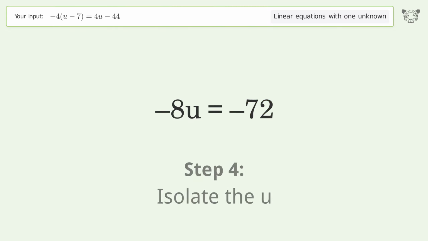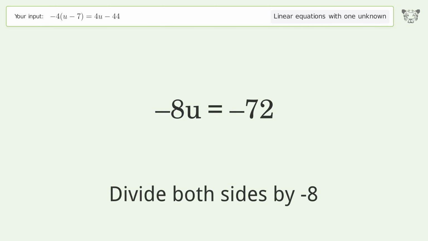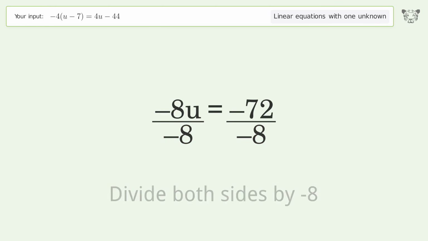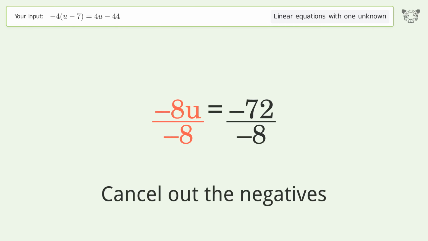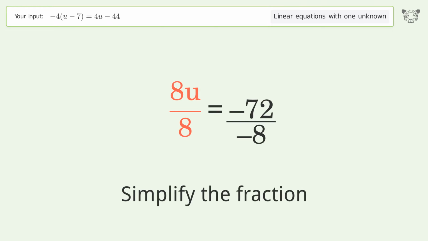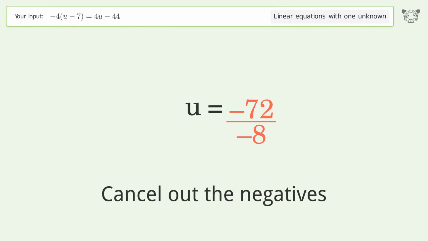Isolate the u. Divide both sides by -8. Cancel out the negatives. Simplify the fraction. Cancel out the negatives.